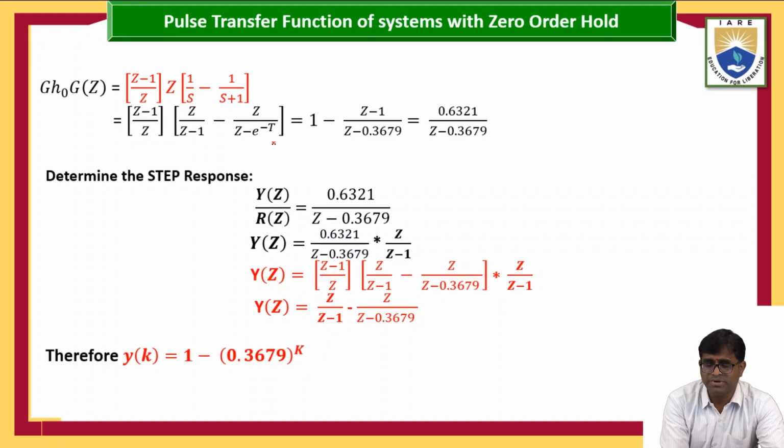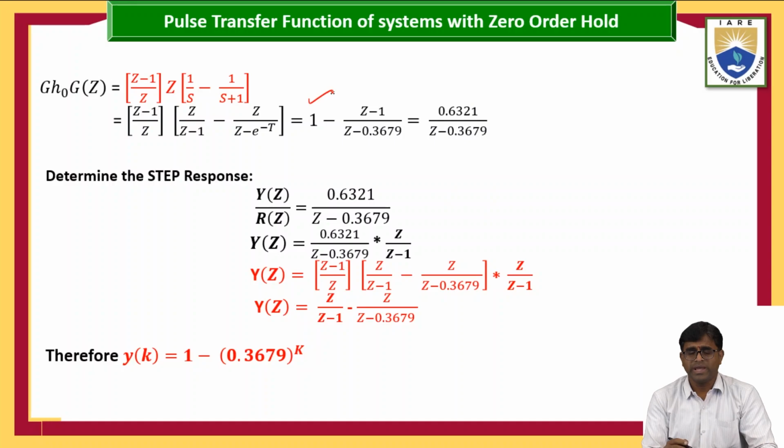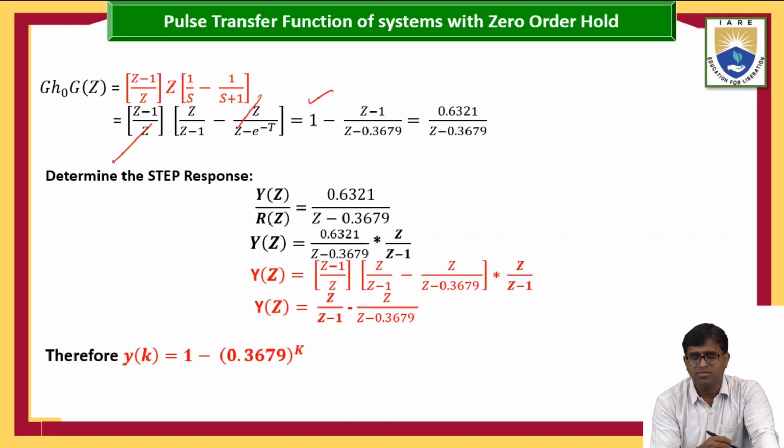Okay, so if you multiply this one into here, so what happened? Z will cancel, Z minus 1 will cancel. That is 1. Okay, next. If you multiply inside the 1, Z cancels, this one and this one are cancelled. So it is coming to Z minus 1 by Z into e power of minus t.